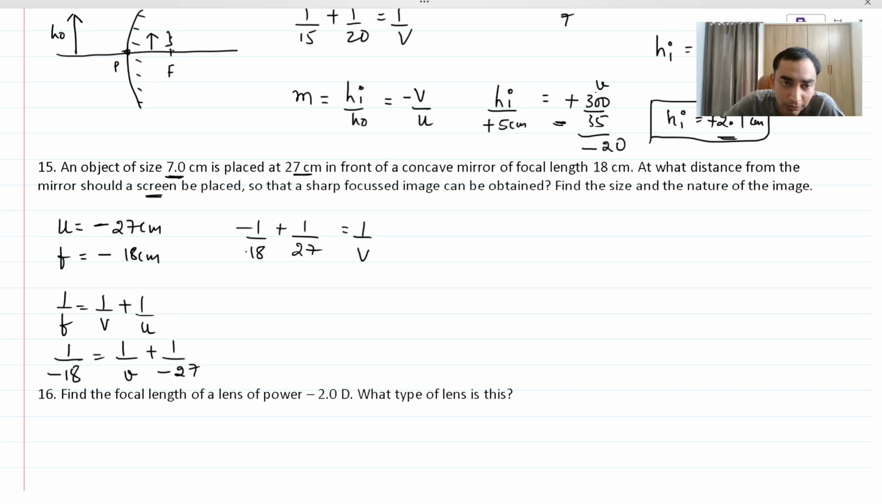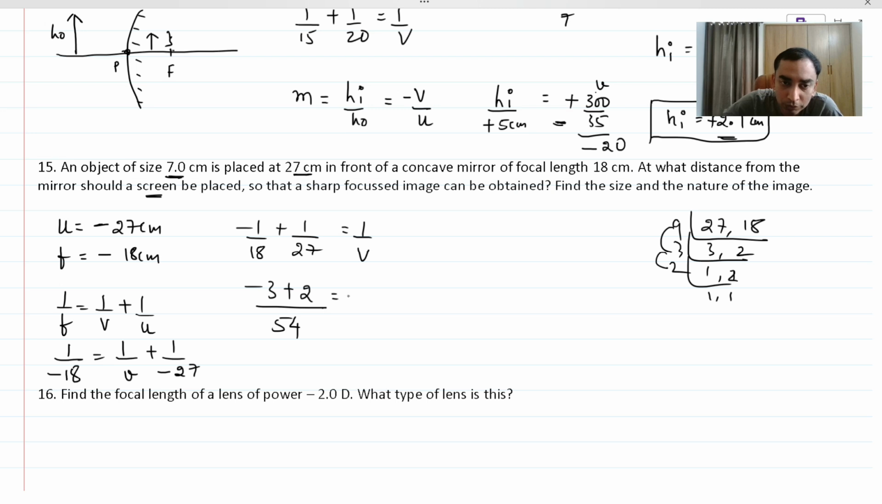plus 1 upon 27 is 1 upon v. So we want to find the LCM of 27 and 18. Now 9 threes are 27, 9 twos are 18... so 27 twos are 54. So the LCM is 54. 18 threes are 54, so minus 3 plus 2, that is 1 upon v. So minus 1 upon 54 is 1 upon v.